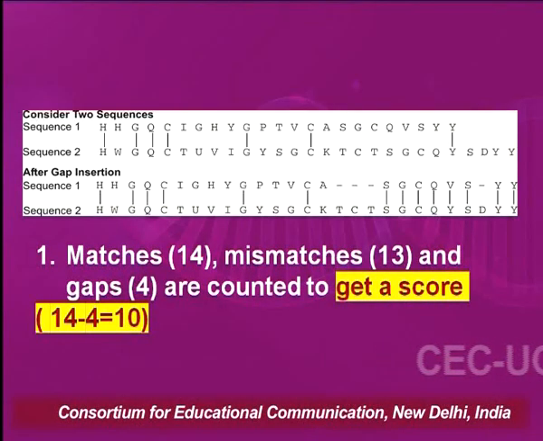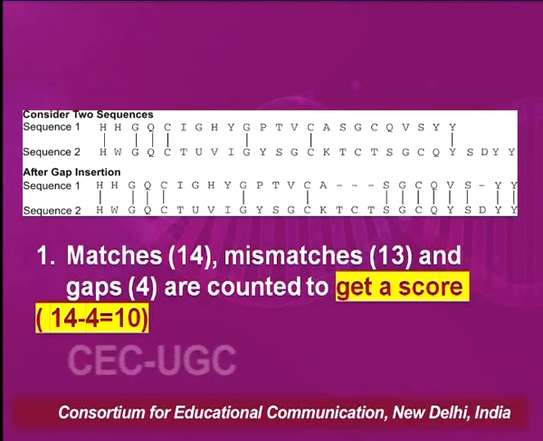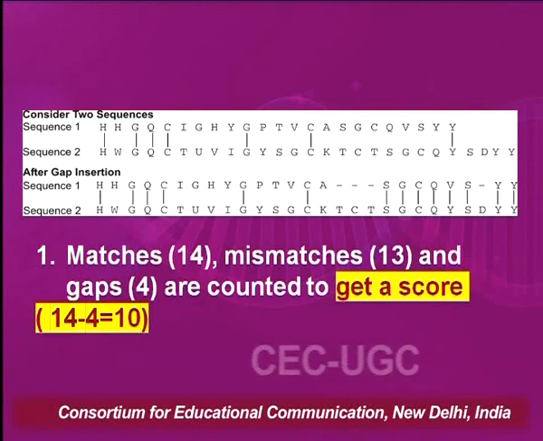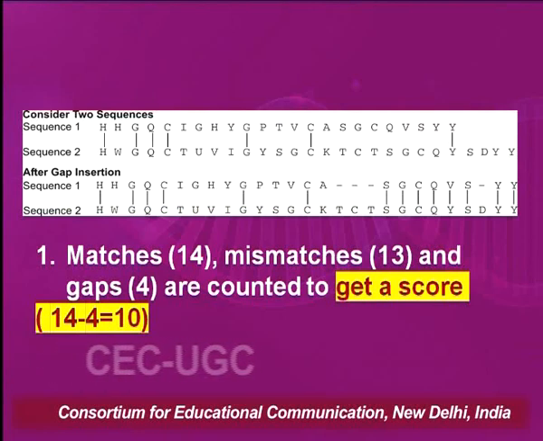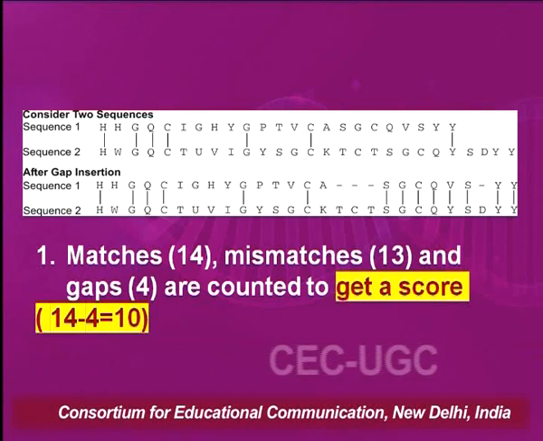Again, coming back to this hypothetical example of sequence 1 and 2, in the beginning it just had 7 matches. So the score was 7. When we inserted the gaps, what happened? We could get 14 matches, but we inserted 4 gaps. So we have to subtract 4 from the 14 which we got. So the score of this one is 10. What we try to achieve in sequence alignment is a higher score. The higher the score is, the better the alignment is.